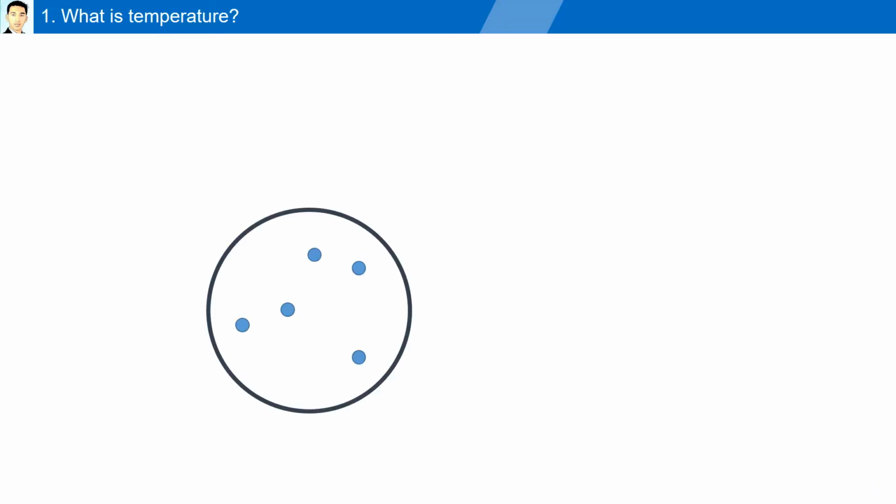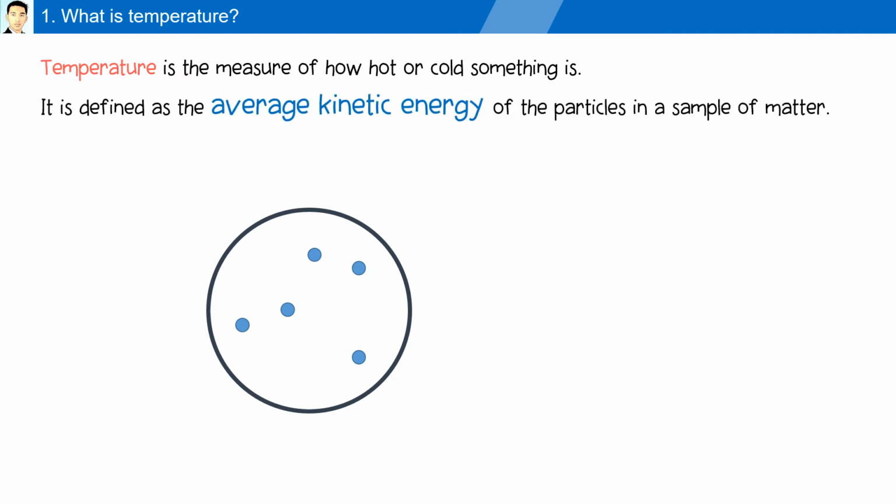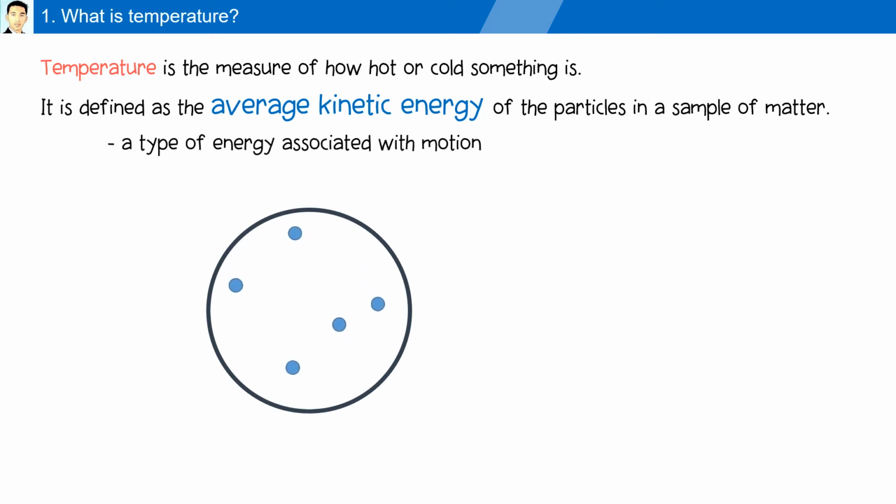What is temperature? Temperature is the measure of how hot or cold something is. It is defined as the average kinetic energy of the particles in a sample of matter. Kinetic energy is a type of energy associated with motion. The faster the particles move, the greater the average kinetic energy, the greater the temperature.